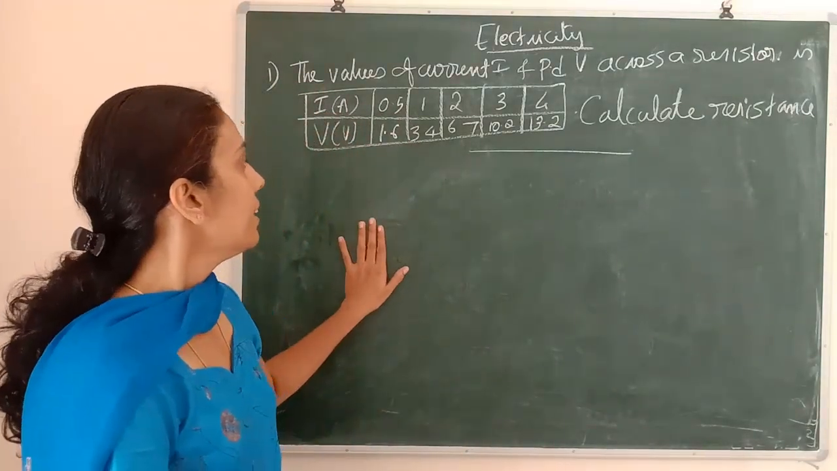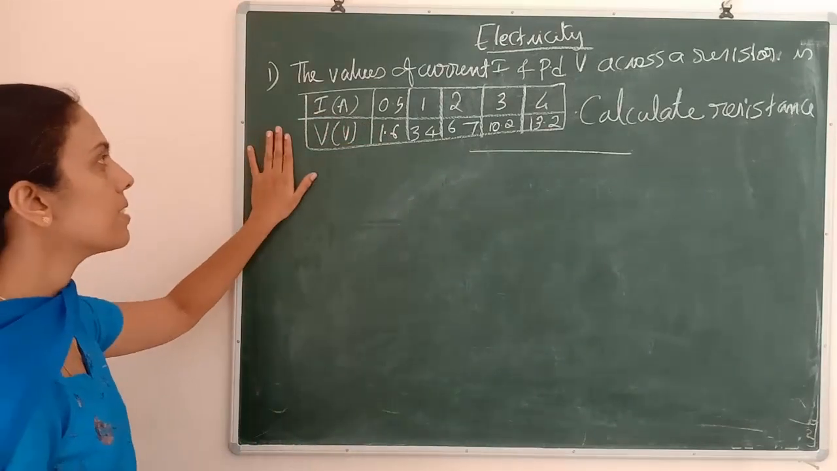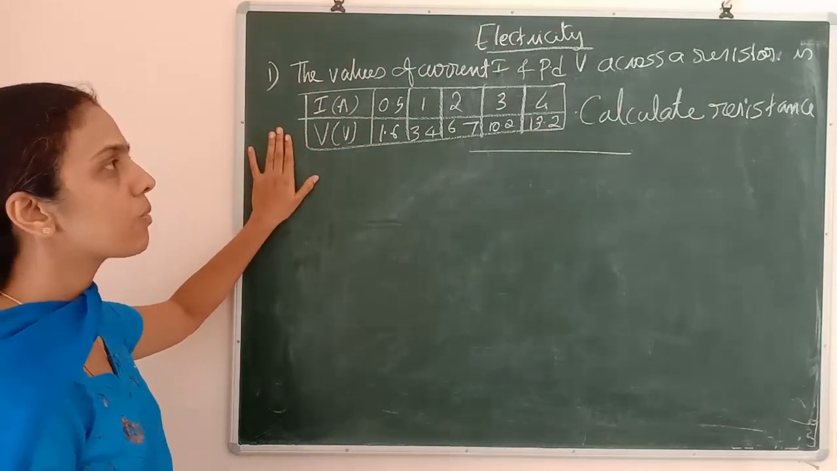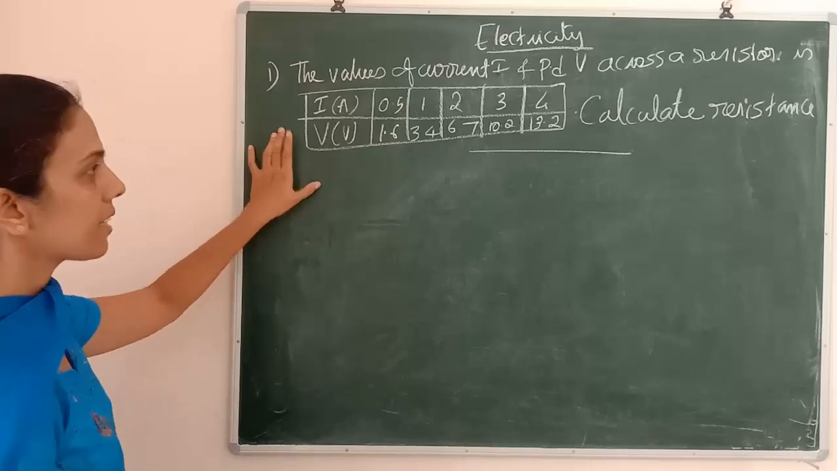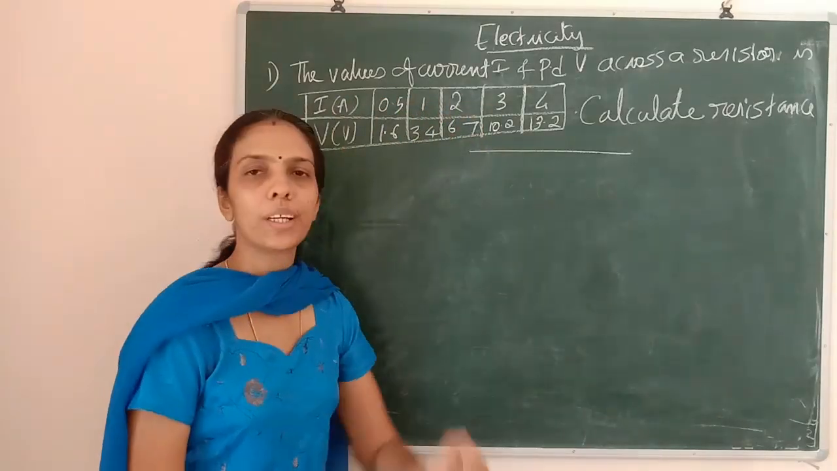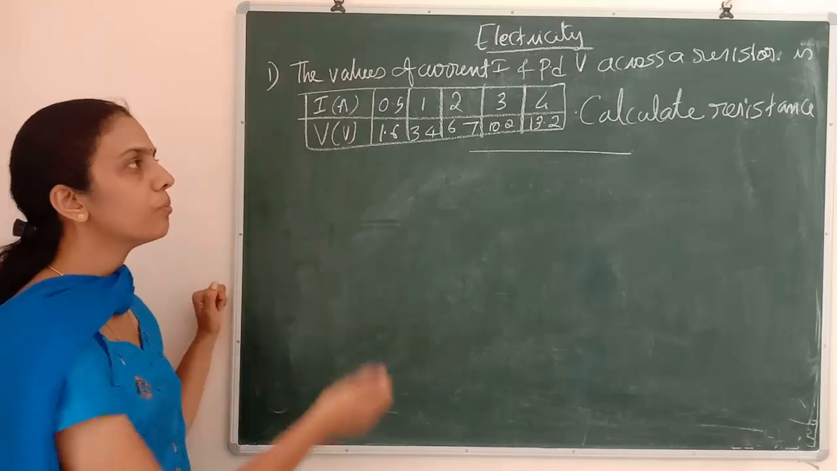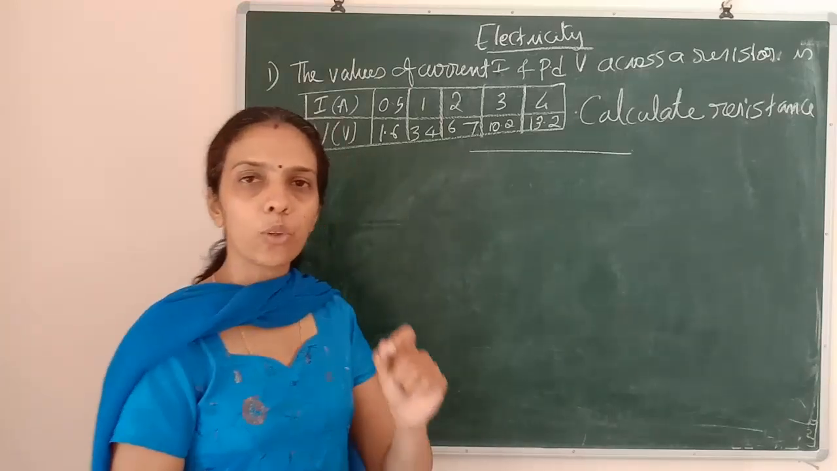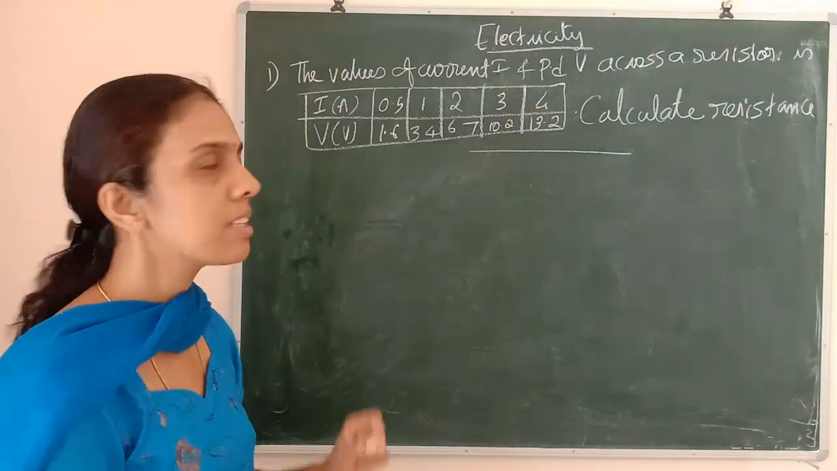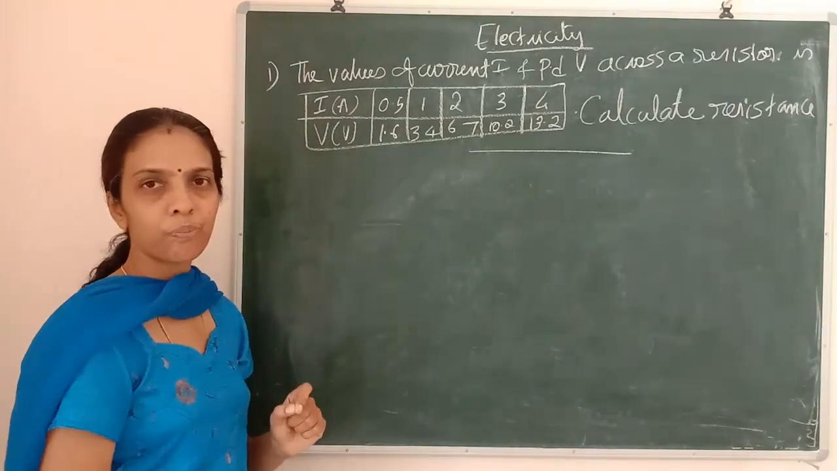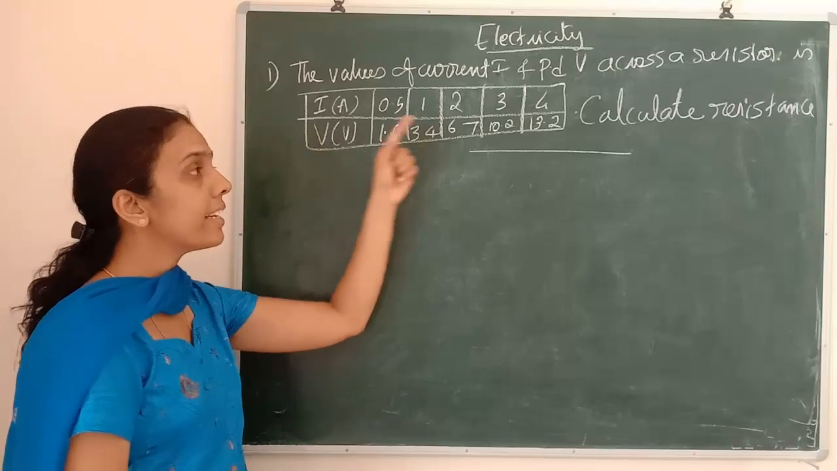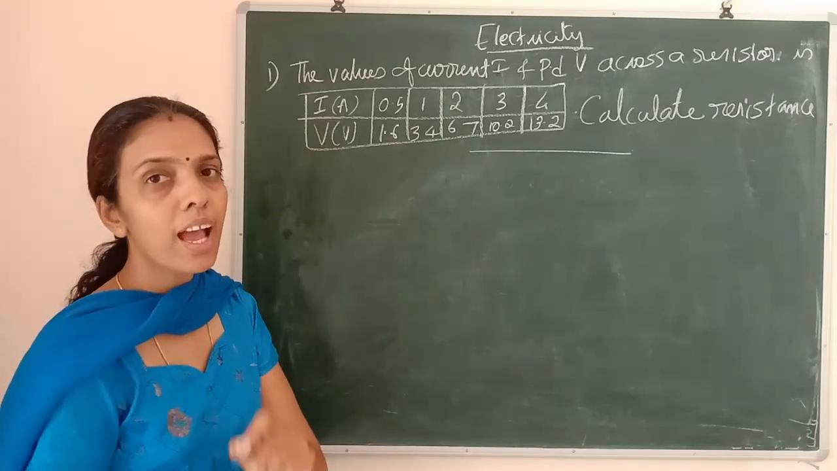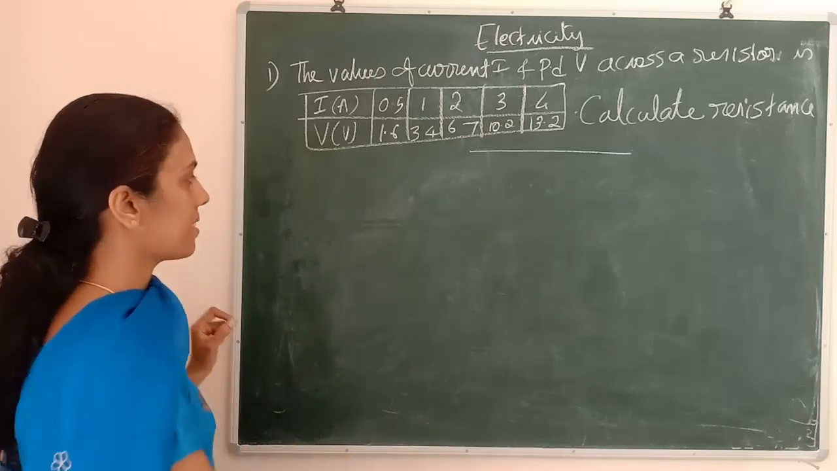So today the first question is: the values of current I and potential difference V across a resistor are given here. Calculate the resistance. So I and V are given. How can we find out the resistance? If we need to find the resistance from I and V data, first we should draw the graph and then find out the resistance.